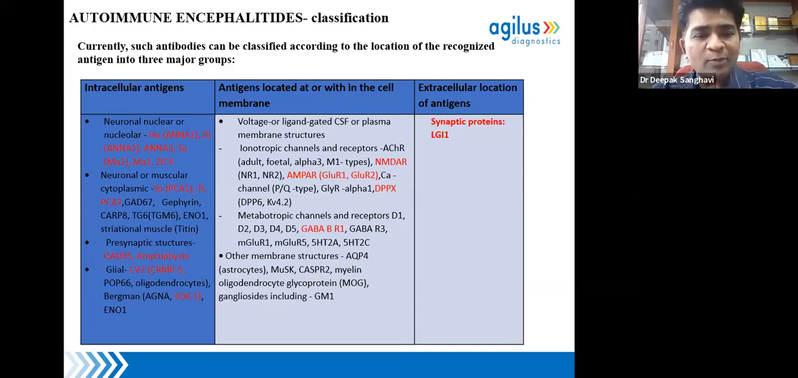We have to know these names because this is what is prescribed by the clinicians, and we as a laboratory have to report these autoantibodies.